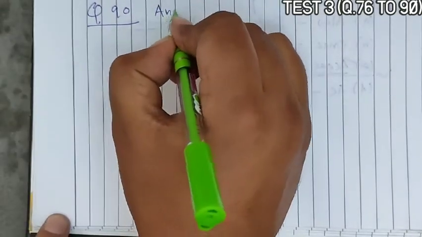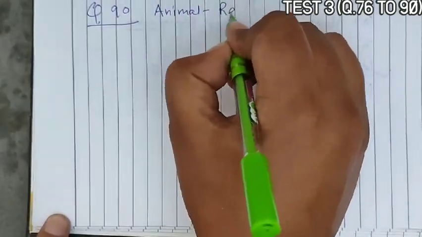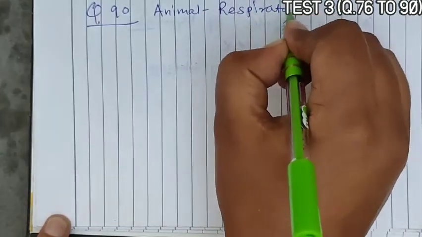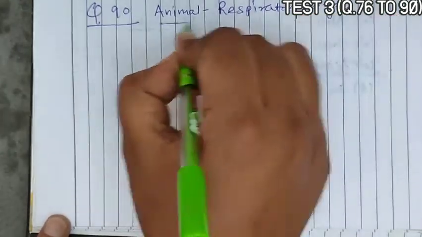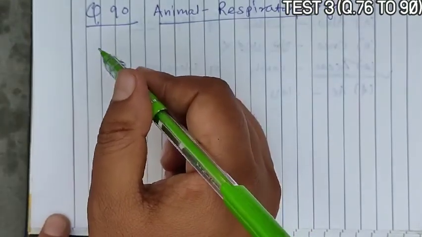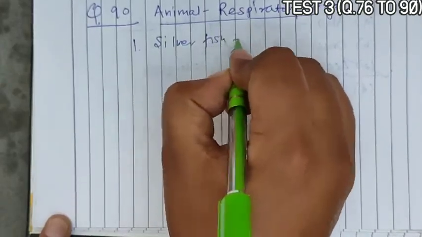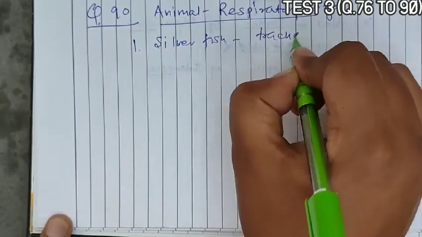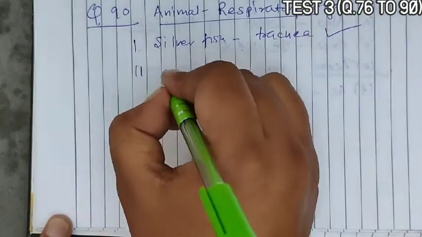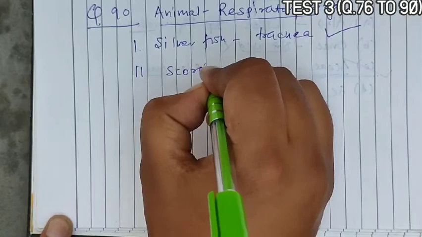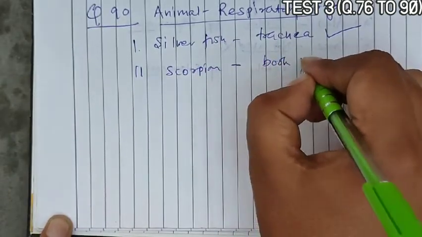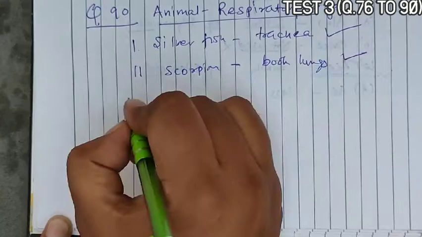Question 90 asks: given below are 4 matchings of the animal and its kind of respiratory organ. So it is a match of animal and respiratory organ. Now we have to identify the correct match. First match is given: silverfish, and they have trachea, so it is a correct one. Second is scorpion, and scorpion has book lungs, so it is also correct.